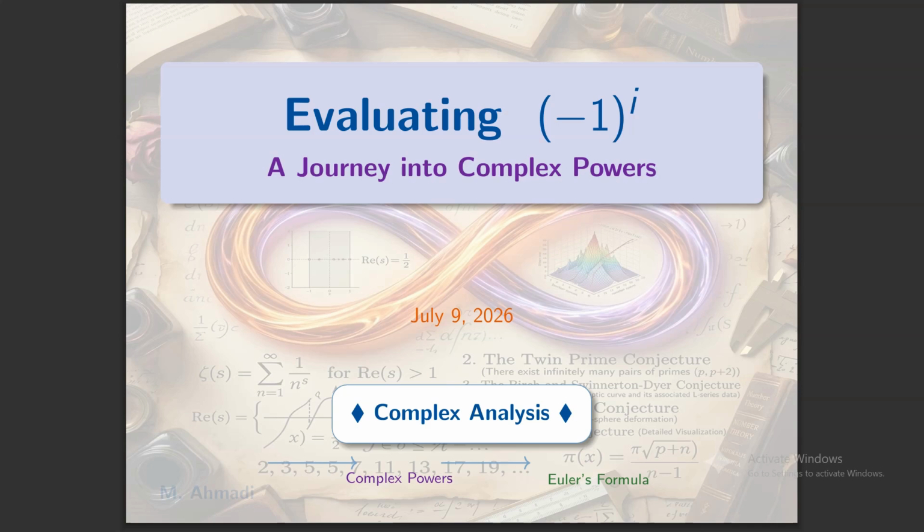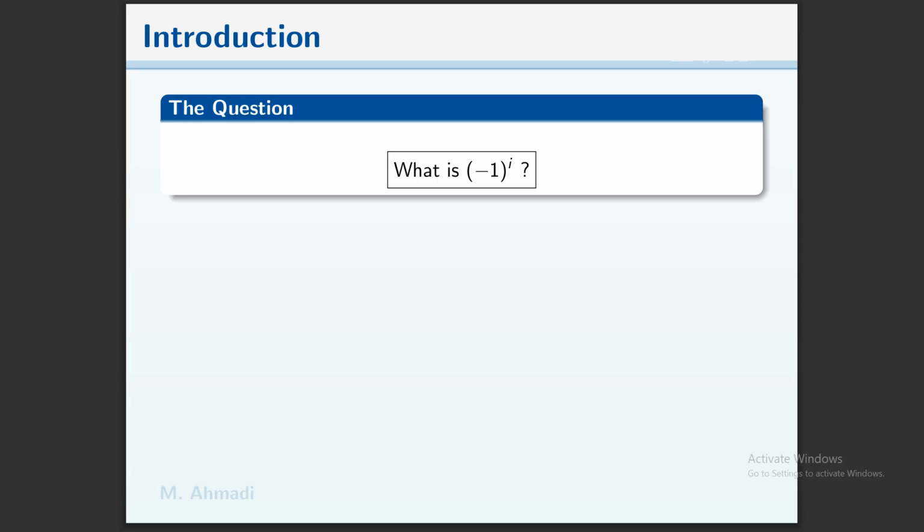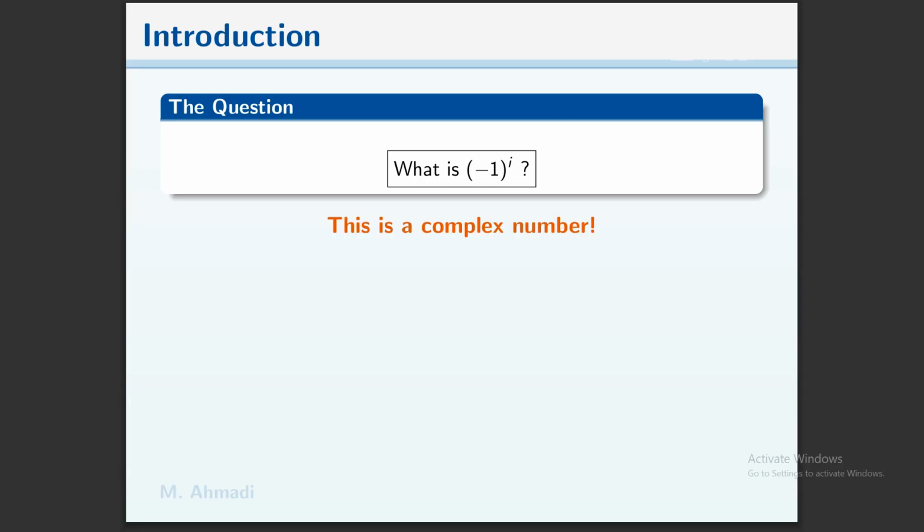The exploration will take us through Euler's formula, multi-valued functions, and the beautiful connections between algebra and geometry. Let's solve it. The question is, what is minus 1 to the power of i? This is a complex number.